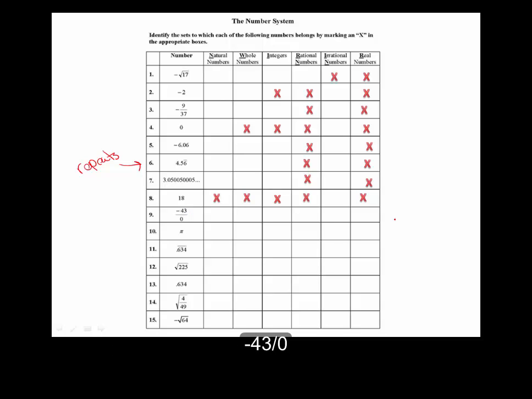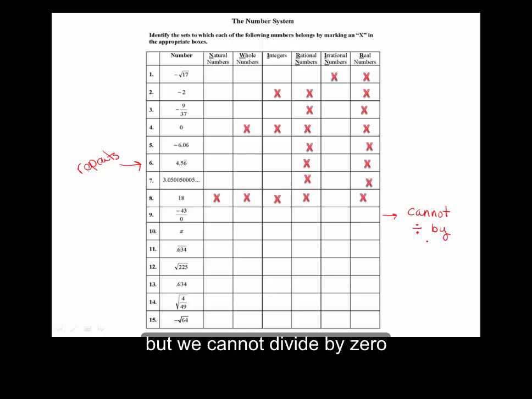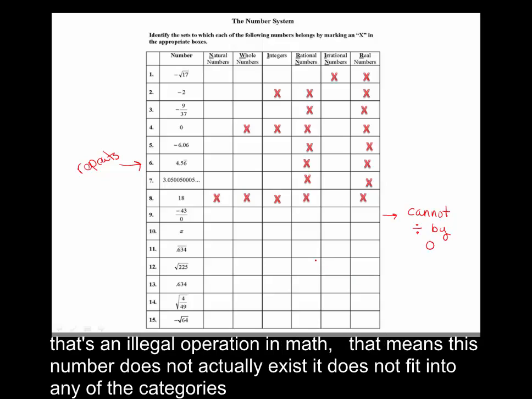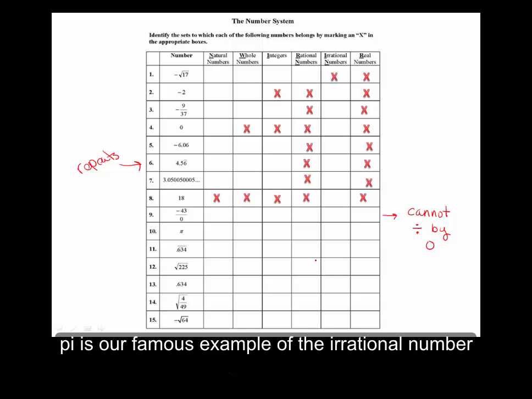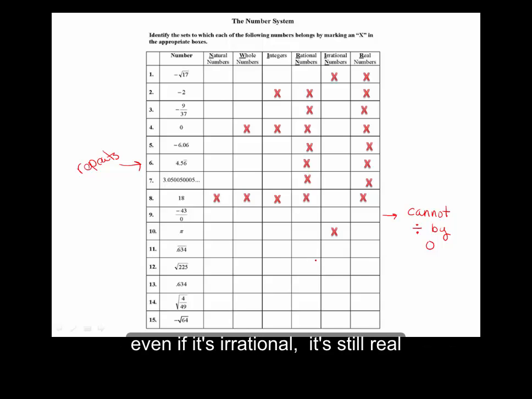Negative 43 over 0. Looks like a fraction, but we cannot divide by 0. That's an illegal operation in math. That means that this number does not actually exist. It does not fit into any of the categories. Pi is our famous example of an irrational number. But even if it's irrational, it's still real. 0.634 repeats. That makes it rational and real.